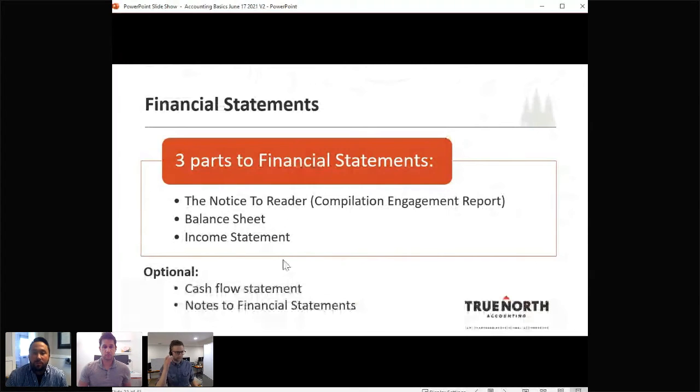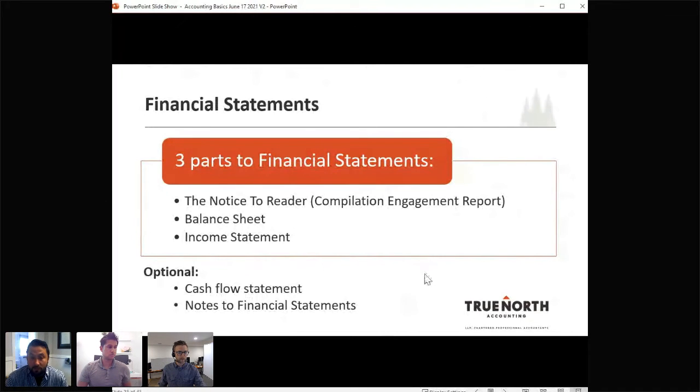Three critical parts to the financial statements. The actual report, the notice to reader report, or compilation engagement report, as they're being called. There are a few changes in the way CPA Canada is naming things, but we won't dive too deep into that. It's not fully implemented yet, but you're going to have a report essentially saying a CPA firm, an accountant, has prepared these, what they're for, and who they're for.